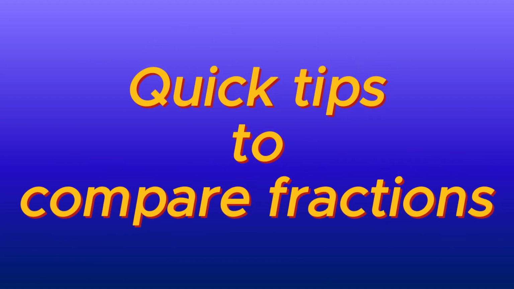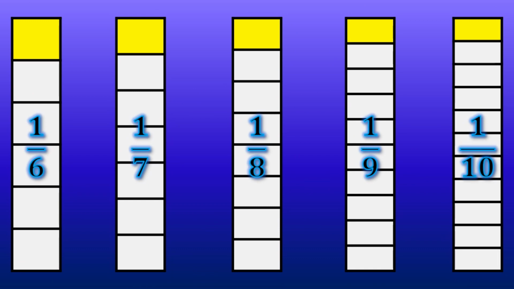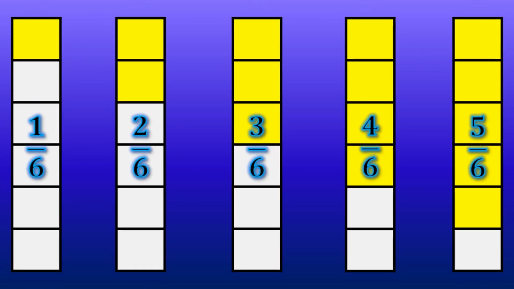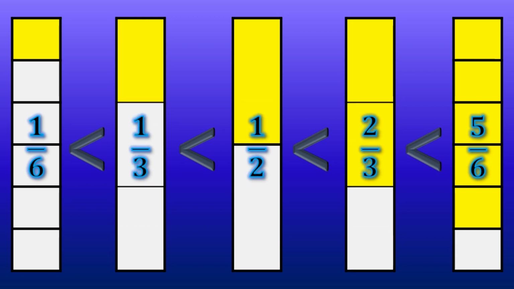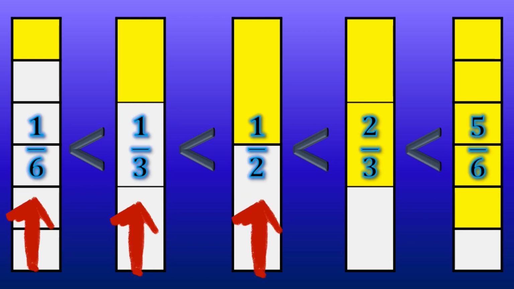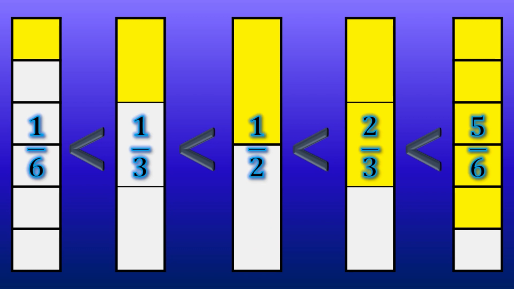Some tips that might help you compare fractions easily. If the numerator stays the same, then the greater the denominator, the less the fraction. If the denominator stays the same, then the greater the numerator, the greater the fraction. Simplify these fractions further, and it just proceeds to prove that the less the denominator, the greater the fraction if the numerator stays the same.